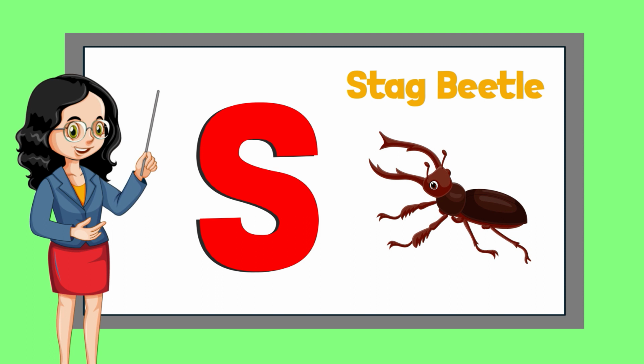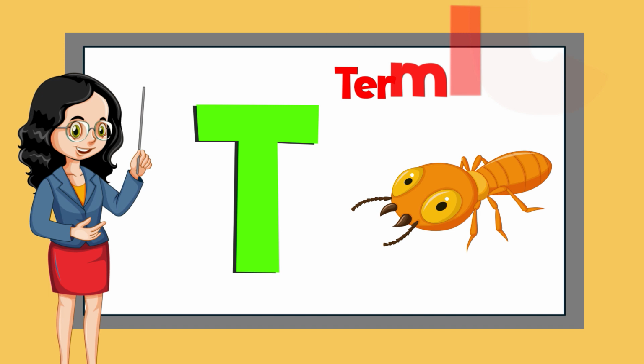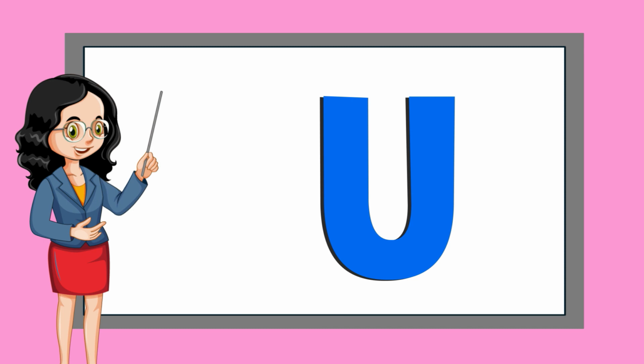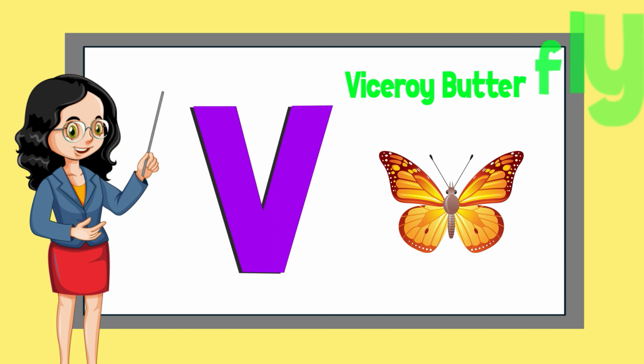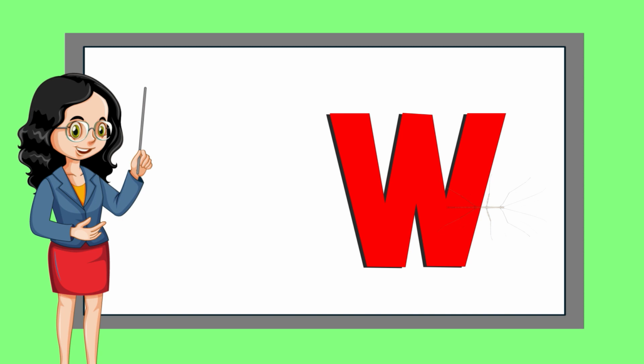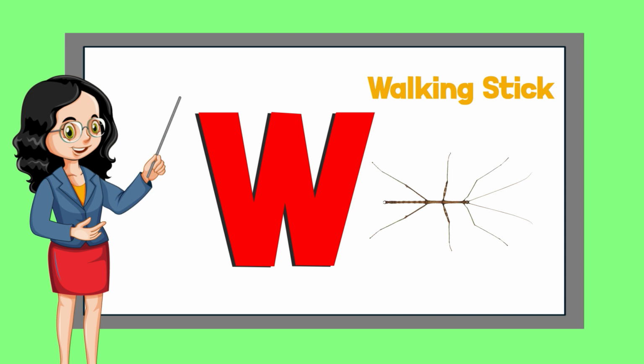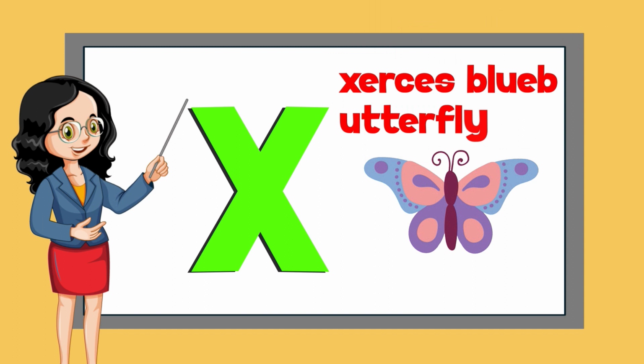T, termite. U, underwing. V, peacock butterfly. W, walking stick. X, Xerxes blue butterfly.